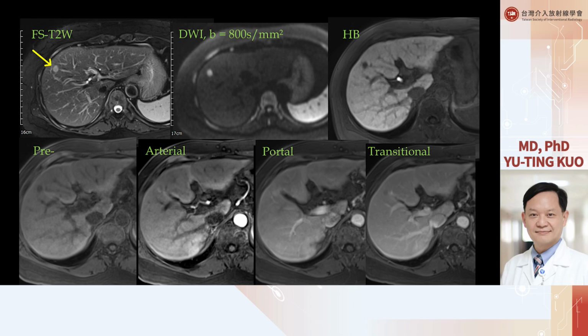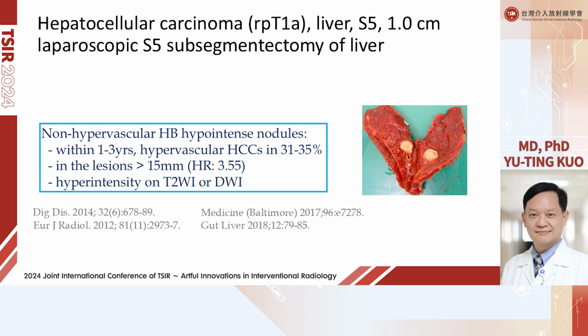However, in Taiwan or in Asian countries, we have a lot of patients with chronic hepatitis B. And so if washout can only be considered in the portal venous phase, then in this particular patient, you can see the T2 high signal intensity nodule here, with diffusion restriction. This is arterial enhancement, but not washed out in the portal venous phase, only washed out in the transitional phase. But this is still HCC, about 1 centimeter in diameter.